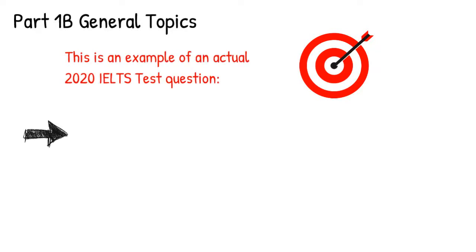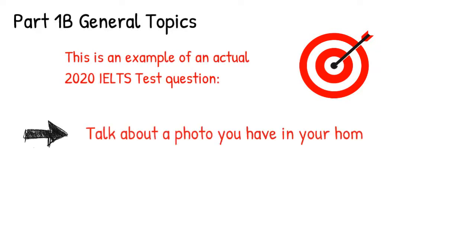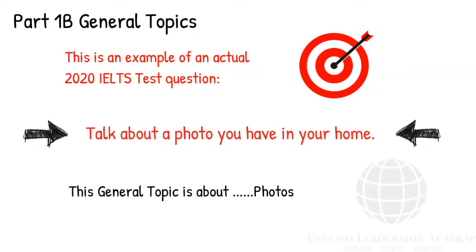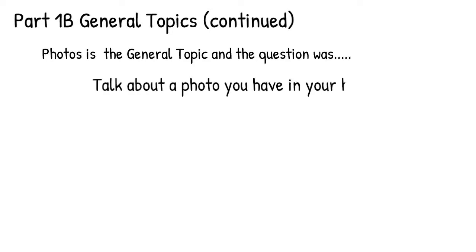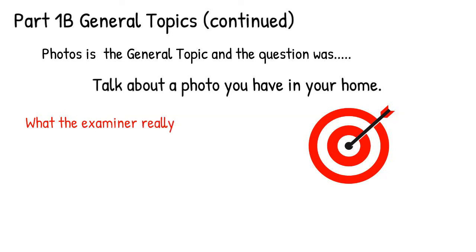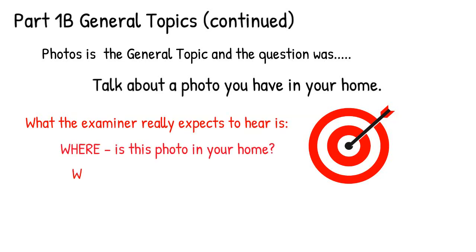So here's an actual example of a 2020 IELTS test question for Part 1B. Talk about a photo you have in your home. So the general topic is about photos, and the question was, talk about a photo you have in your home. So again, we need to ask, what does the examiner really expect to hear?